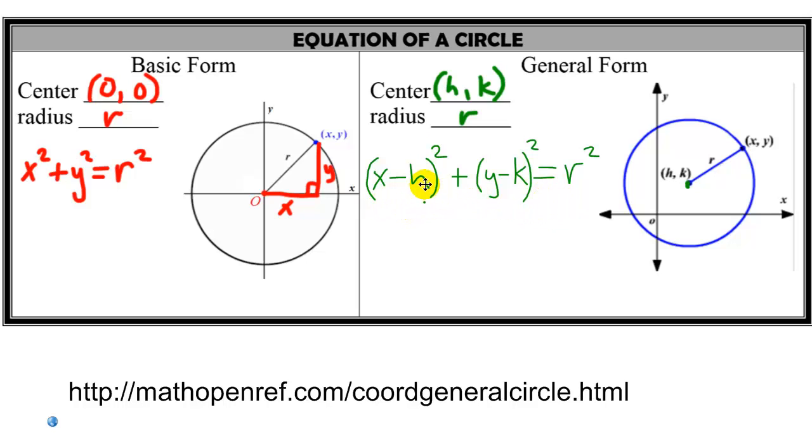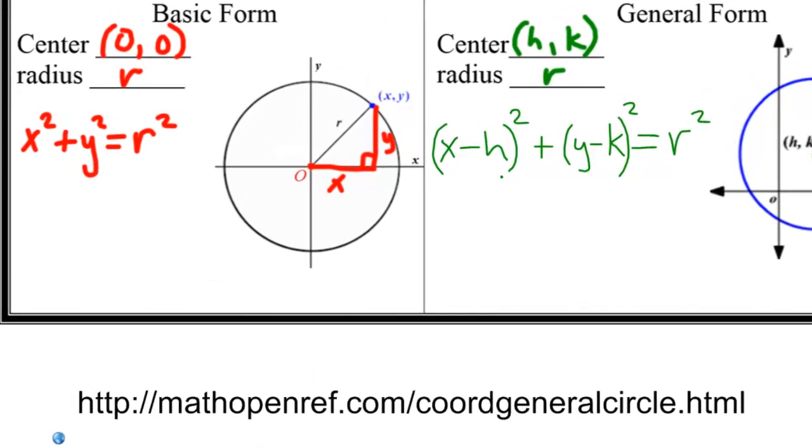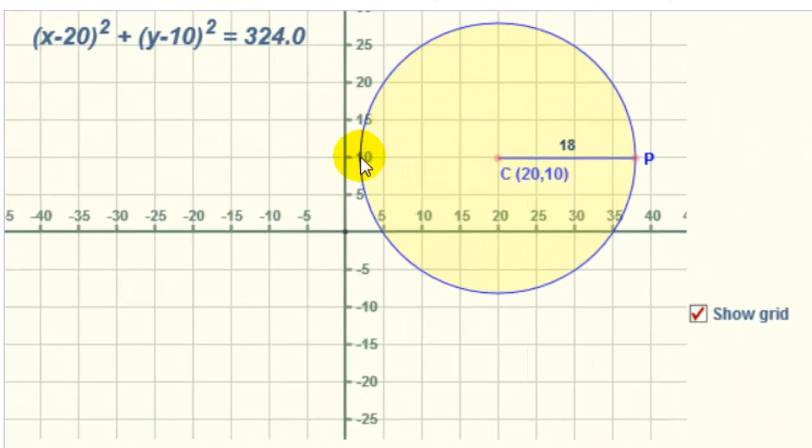Why does this formula work? Why are we subtracting the h and the k? Well, it's a pretty simple example, and we can show again with this demo. Here's a circle, and notice that the center of the circle is here at the coordinates 20, 10. It's got a radius of 18. This is the equation for that. We have x minus 20 squared plus y minus 10 squared equal to 18 squared, which is 324.